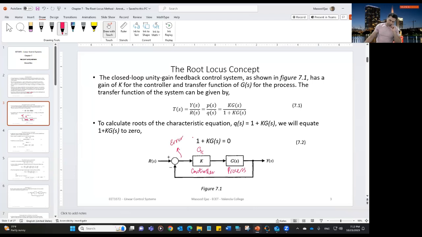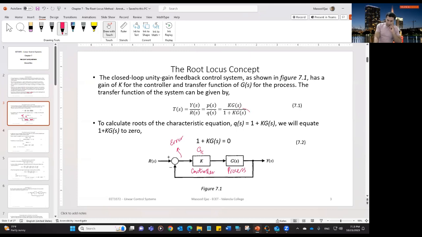Once you're receiving the error, based on the likeness between RS and YS, you can change the controller gain in order to control the process such that YS becomes closer and closer to RS, as we've discussed so many times. The transfer function is simply going to be GCS GS over 1 plus GCS GS. All of us know that. So GC is K. So KGS over 1 plus KGS is the transfer function of this closed loop control system.